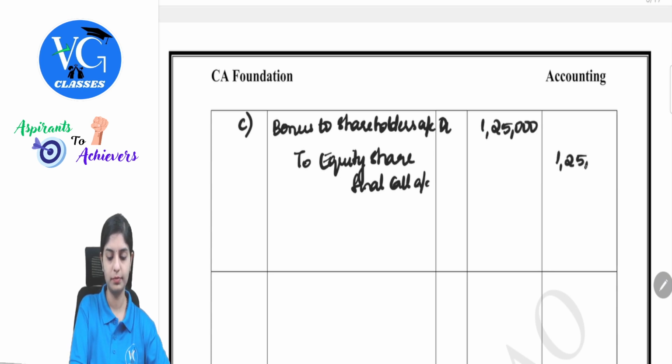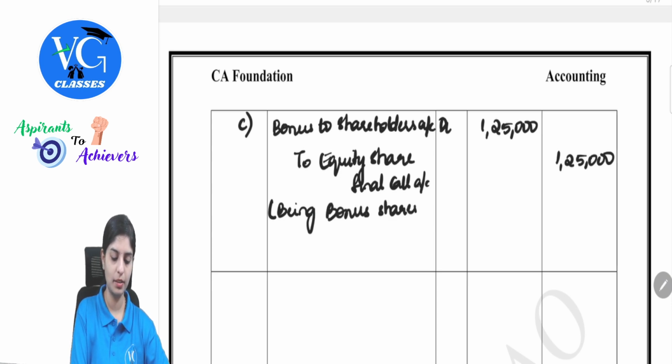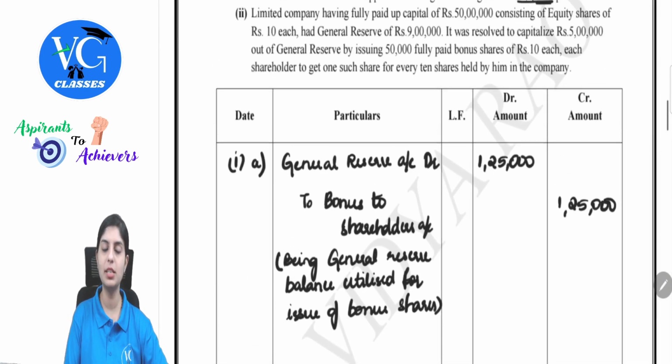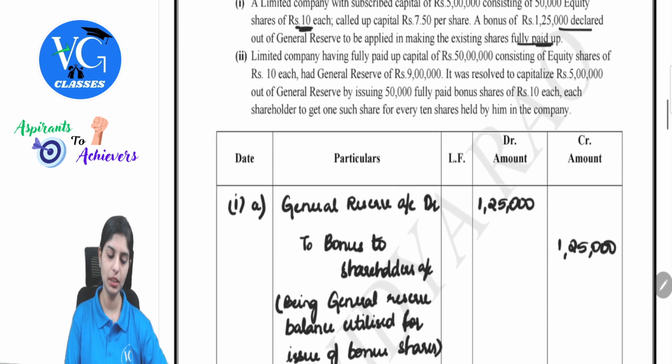1,25,000 being bonus shares issued. I hope this was clear.